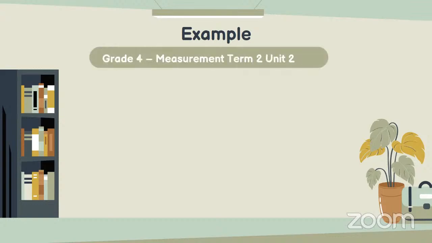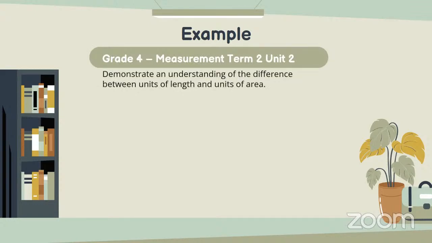So let's say we have here on screen, grade 4, measurement, term 2, unit 2. And there's an objective here that says demonstrate an understanding of the difference between units of length and units of area. So basically what we're saying is the student must be able to show you that they know the difference between area and length. And the biggest disparity that we have around area and length comes in when we ask them to find perimeter and area. So that's really where it is. So you want to provide students an opportunity now that they can find the area and find the perimeter and be able to differentiate between the two.